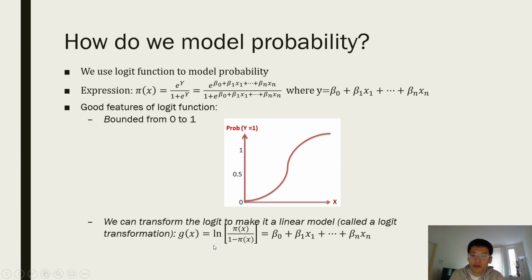The second feature we like is that when we take the log here, which is also called the logit transformation, you can see that this part of the equation becomes the log odds, which is also called the logit. And on the right hand side of the equation, we have our normal multiple regression equation, the linear combination of predictors, right?